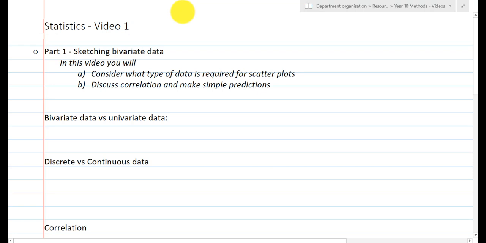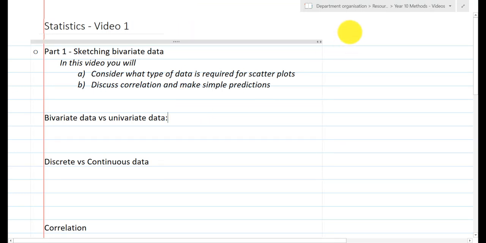It's a subtopic of statistics which is really important for math methods, and that is sketching bivariate data. So it's basically scatter plots and leading into lines of regression and regression analysis and things like that. It'll be really important later on for math methods. So part 1 is sketching bivariate data, and in this video we're going to look at types of data and how we sketch categories, and also correlation, making some predictions.